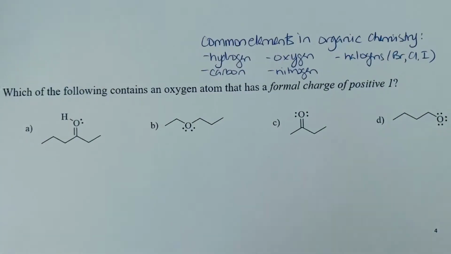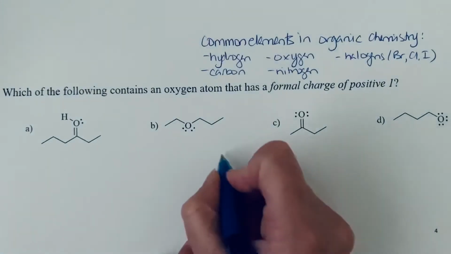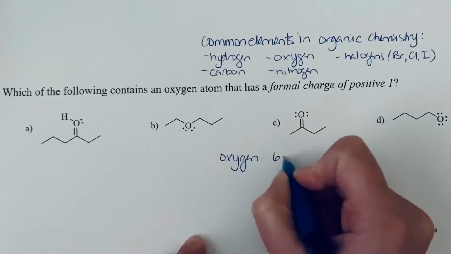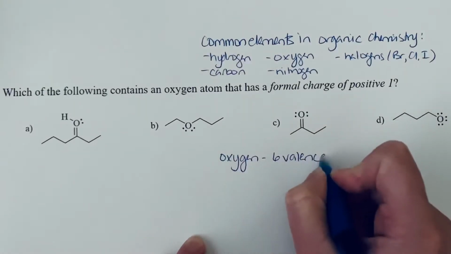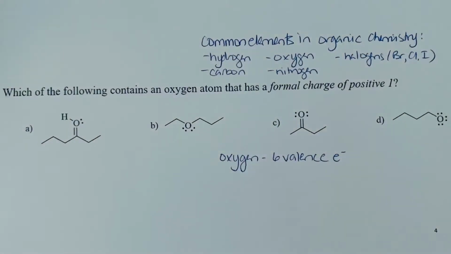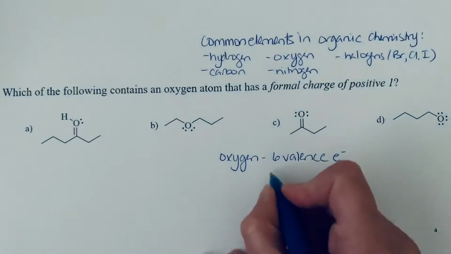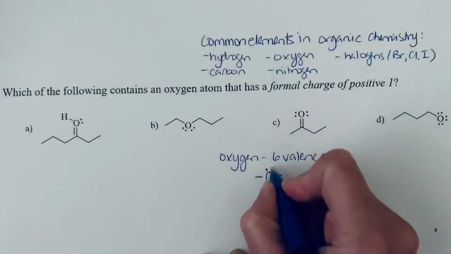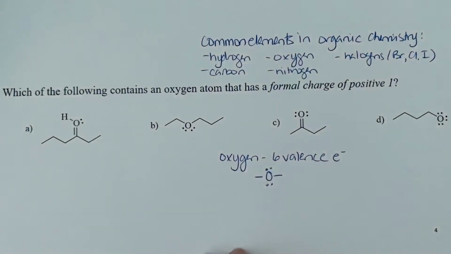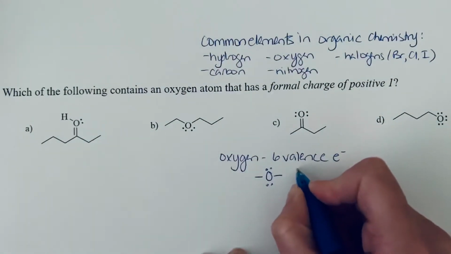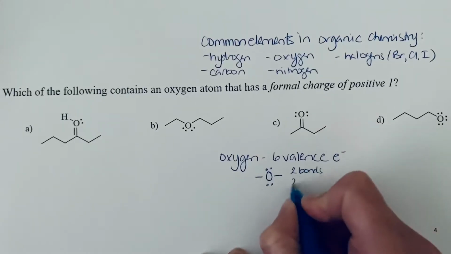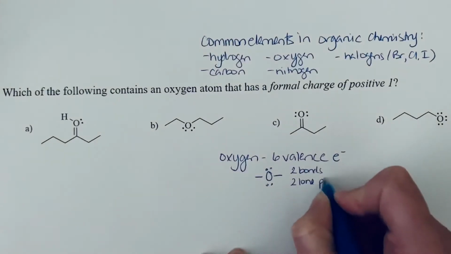So we want to know what a neutral oxygen atom looks like. So oxygen has 6 valence electrons. And so it tends to get the extra 2 valence electrons it needs by forming covalent bonds. So a neutral oxygen atom is an oxygen atom that has 2 bonds and 2 lone pairs of electrons. So 2 bonds and 2 lone pairs.